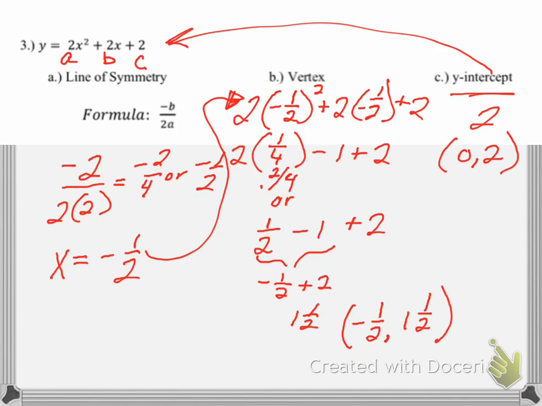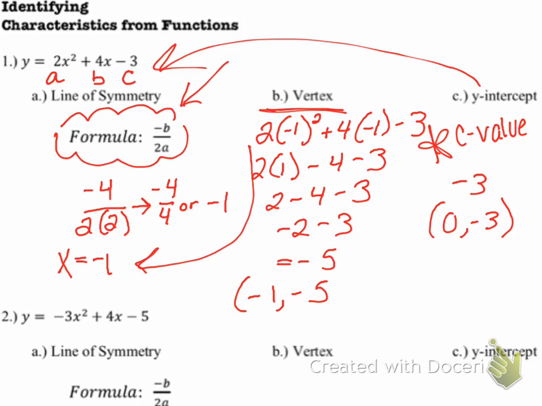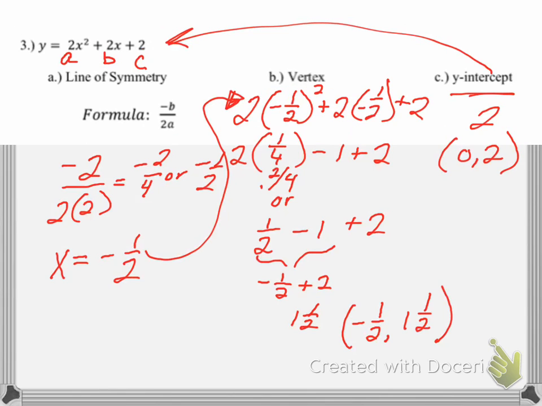And that's how we identify the same characteristics that we did in our first video: vertex, axis of symmetry, and y-intercepts. We will look at zeros later on. There's certain ways we do that, but I just wanted your focus to be on those 3.